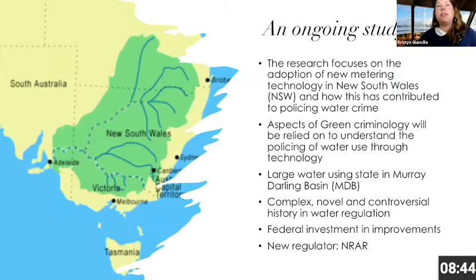This study's been examining water policing in New South Wales, including the adoption of new metering technology and its implications for policing water crime. For those outside Australia, New South Wales is the most populous state of Australia and forms the central part of the Murray-Darling Basin, which is a catchment area covering four states. The Murray-Darling Basin has a complex history of regulation, with some regulatory innovation through shared responsibility between the national government and individual states. There's also been some fairly significant controversies in recent years, with allegations of water theft by particular water users, and questions as to whether the scheme that's in place is successfully able to manage water resources in light of a changing climate. In response to some of these criticisms, governments have been rolling out changes intended to improve the regulatory scheme, including a new regulator in New South Wales, the Natural Resources Access Regulator. Next slide, please.